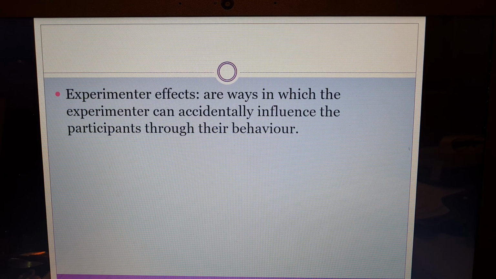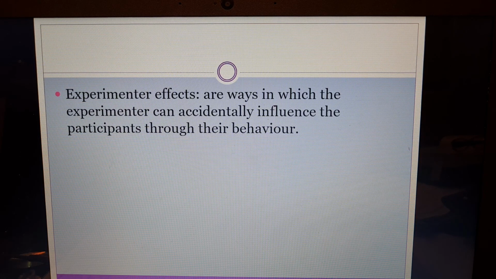And the final definition is experimenter effects. And these are really ways in which the experimenter can accidentally influence the participants through their behavior. And sometimes researchers might do this by the tone of their voice, the way they talk, which can lead to them being a little bit biased in collection of data.